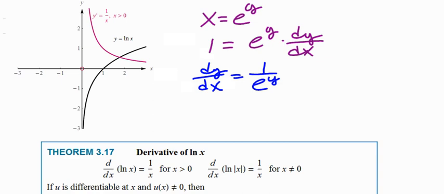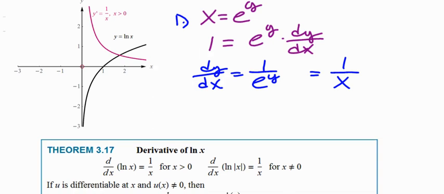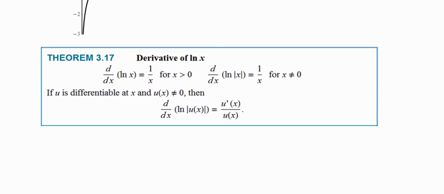But that was our original function. We want this in terms of x. We're taking the derivative of y with respect to x. So I'm going to use the equation in our first line to substitute back in for our e to the y, and I have 1 over x now. And that's our derivative of a natural log, our theorem 3.17. So the derivative of natural log is 1 over x for all x greater than 0.